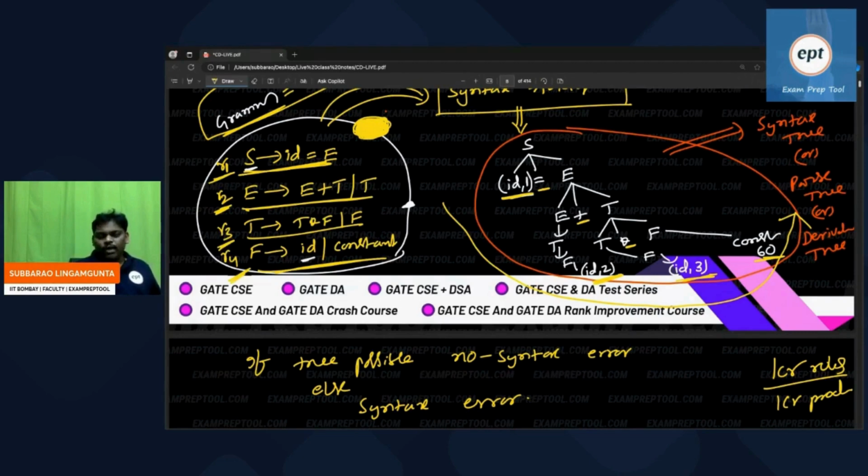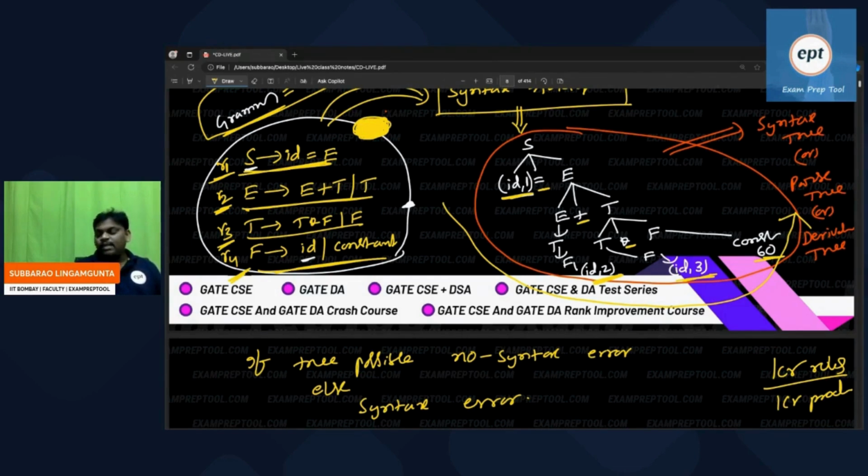Now, can you complete this one? Lexical analyzer input. I want only input and output. Can you say the input and output of every phase? Lexical analyzer: input is a high level language statement, output is a token string.